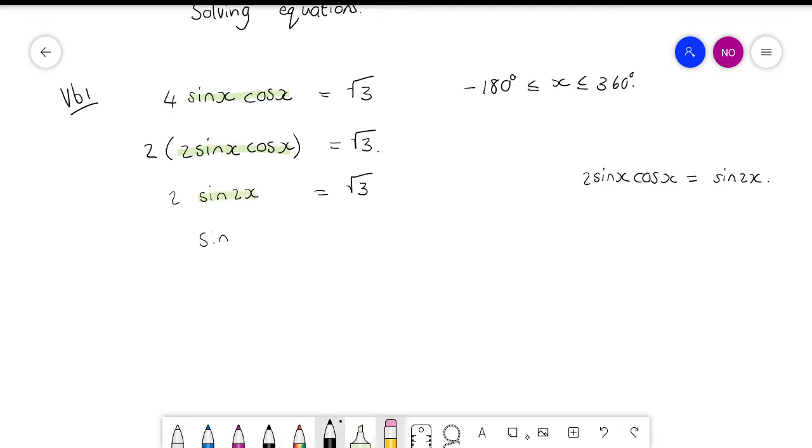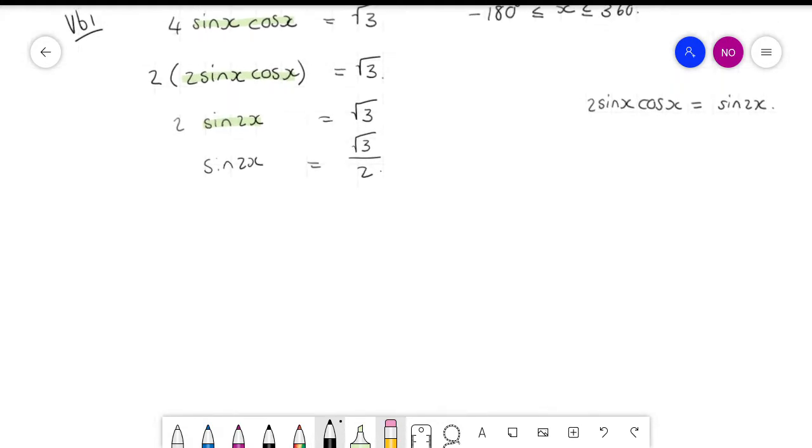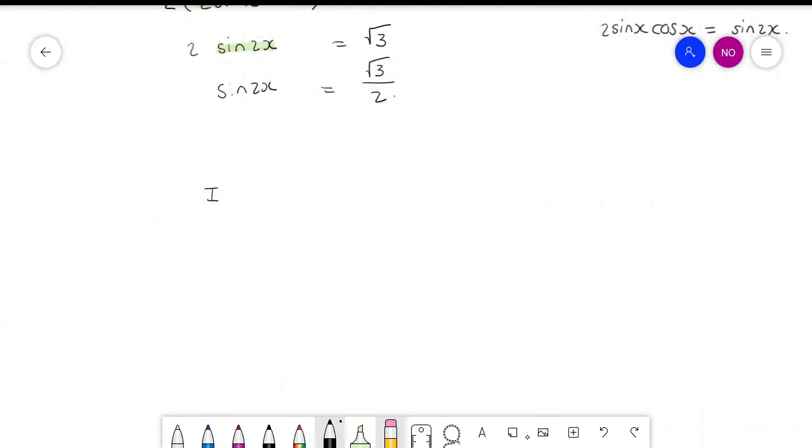En van hier af kan ons hom oplos. Kyk net mooi, ons los nou op vir 2x, né? Nie vir x nie. So now you ask yourself, in which quadrants is sine positive? Good. What would your reference angle be? You just press in shift sin wortel 3 op 2, né? Check gou maar, ek dink is 60 grade.